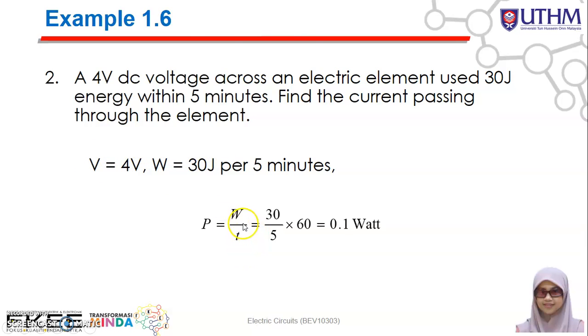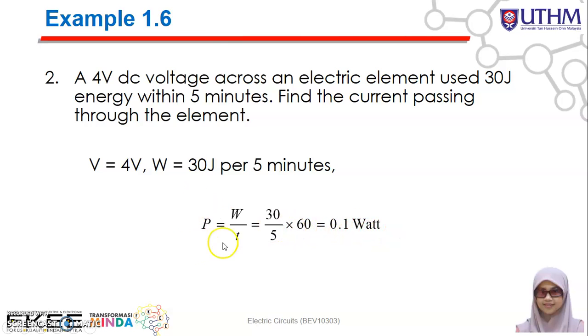So P is equal to W over T. W is 30, then divide by T, which is 5 minutes. So 5 minutes is equal to 60 over 5. Because here your T is in terms of seconds, but the question gives you minutes, so that's why you need to take 30 divided by 5 multiplied by 60. So P is equal to 0.1 watt.